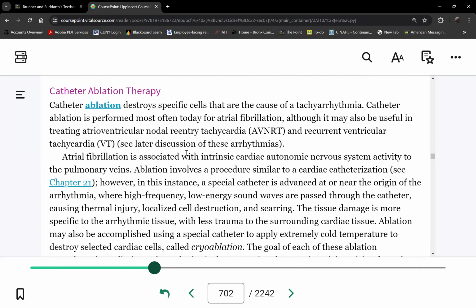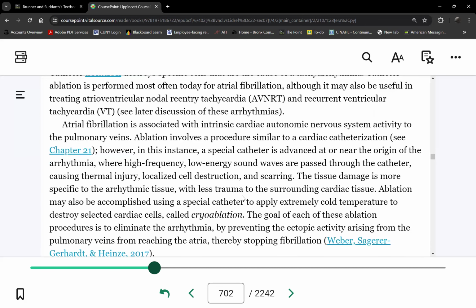So before ablation can be done, there has to be an electrophysiology study, EPS. That's still in the cath lab, a separate room though. They'll put you in a separate room and put like 2 million electrodes, not really 2 million, several electrodes in your chest to try to find those erratic signals. Once they find them, then they will be destroyed. Then the patient goes to the cath lab, and those cells that they find will be burned.